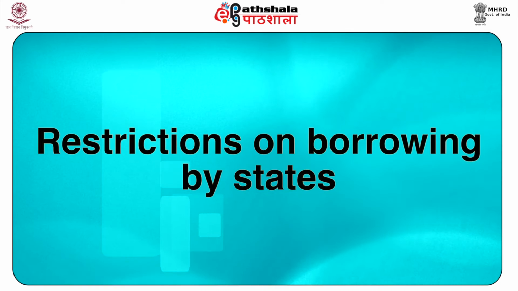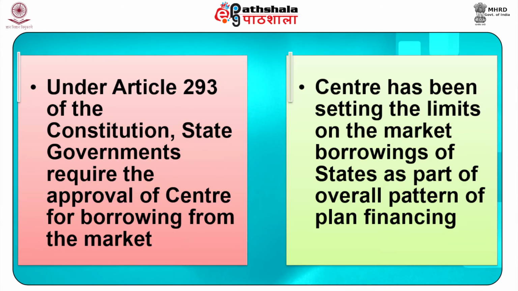Second, restriction on borrowing by the states. Under Article 293 of the Constitution, state governments require the approval of the center for borrowing from the market if they are indebted to the center. The center has been setting limits on the market borrowing of states as a part of the overall pattern of plan financing. According to the 13th Finance Commission, borrowing limits for the states are to be calculated by the centre on the basis of recommended fiscal reform paths for the years between 2011-12 and 2014-15.